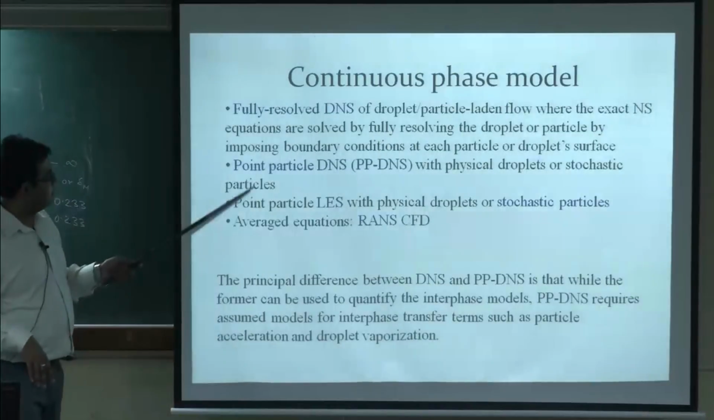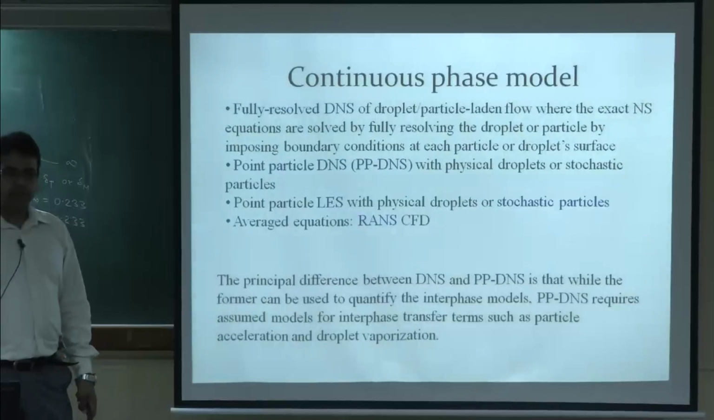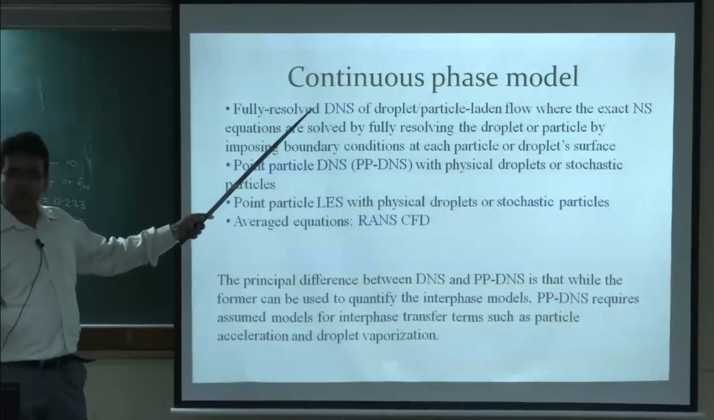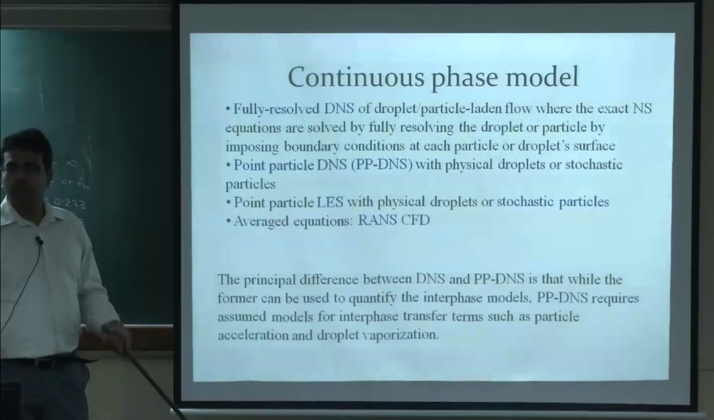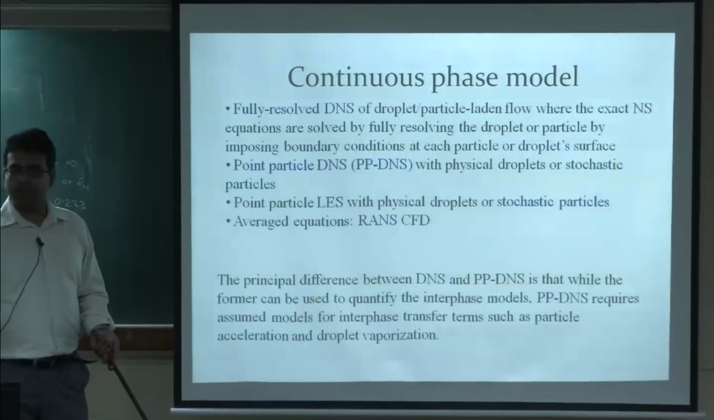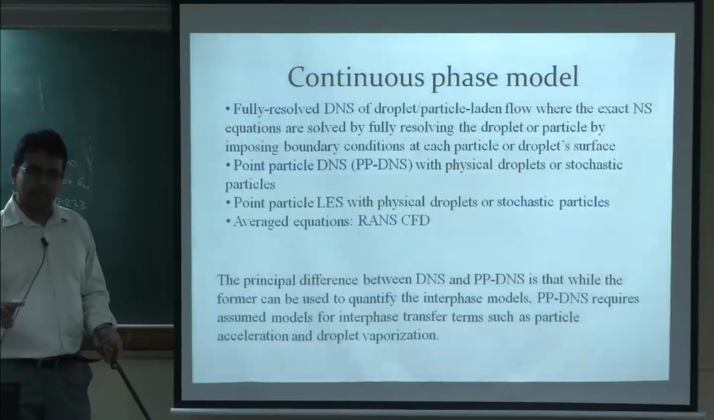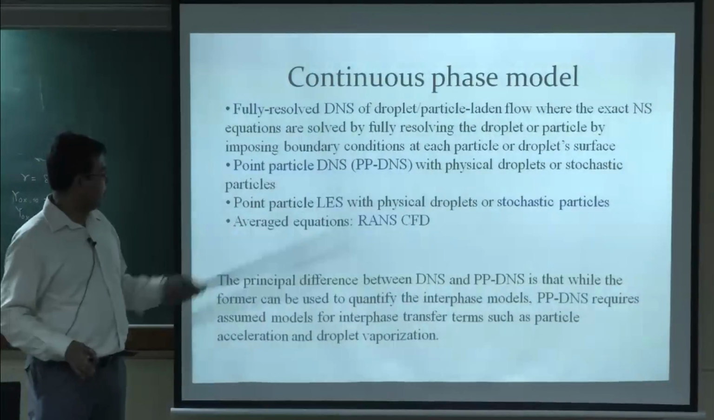So we can have point particle DNS. Fully resolved DNS is where you are trying to resolve the droplet, but you can do some DNS where you do not resolve the droplet. Your mesh size is larger than the droplet size. In other terms, the droplet is subgrid, so droplet size is less than the grid size. That is basically the point particle DNS.